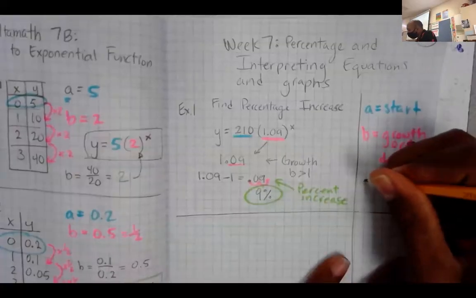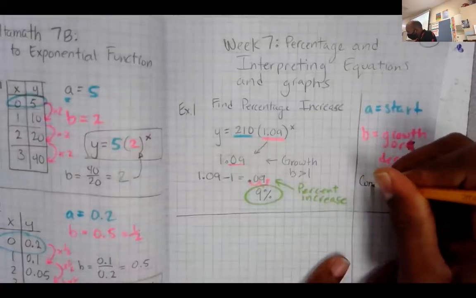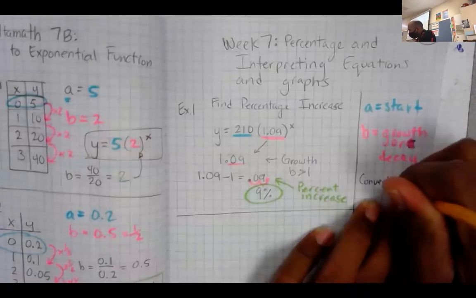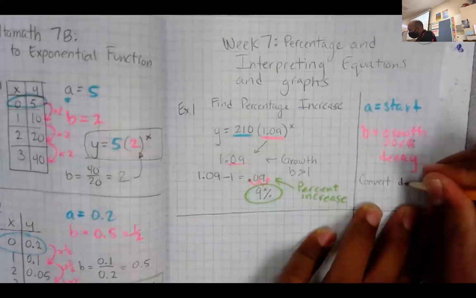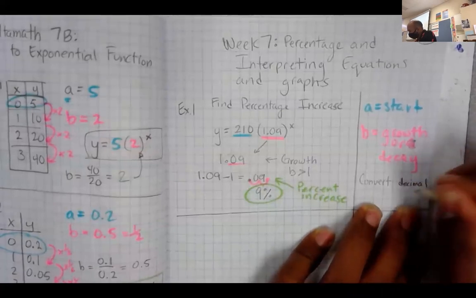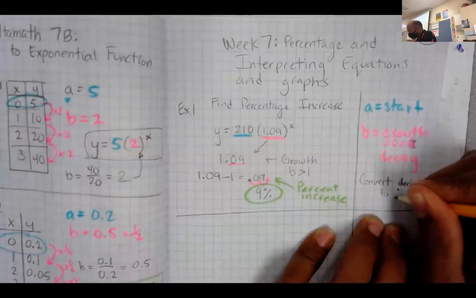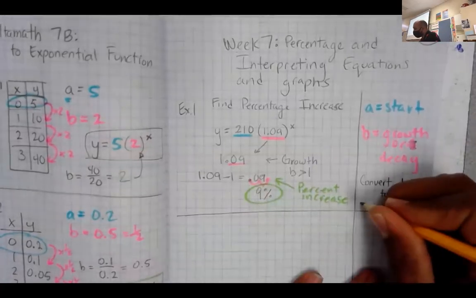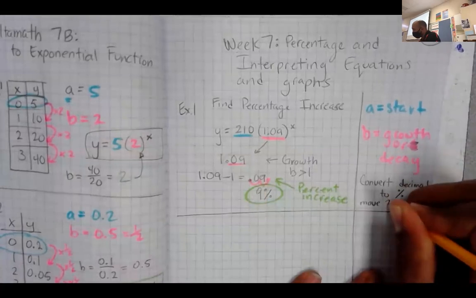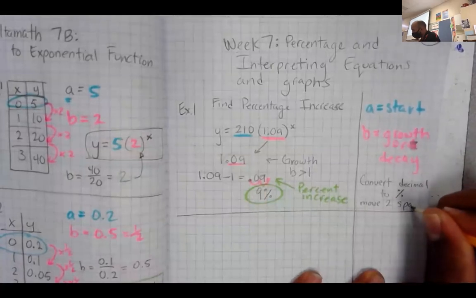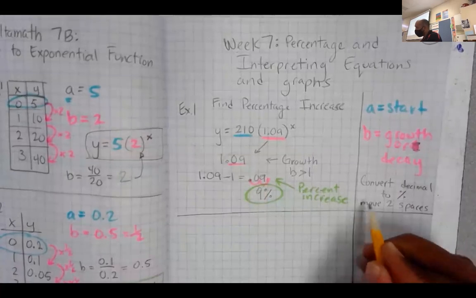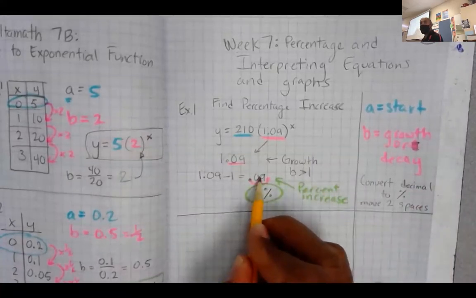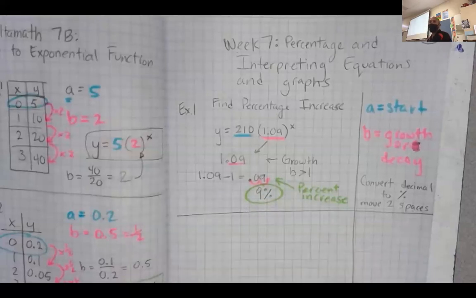So right over here, we'll say convert decimal to percent. Okay, you got to move 2 spaces. You got to move the decimal point 1, 2, and that will give me the percent.